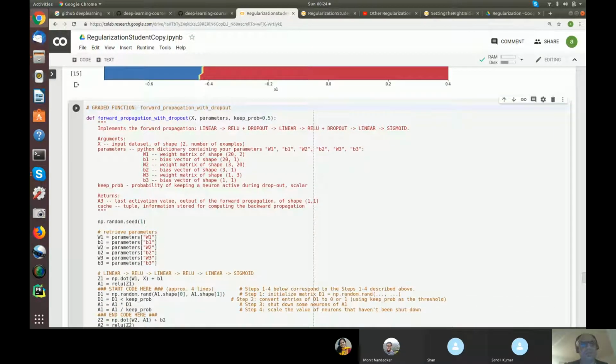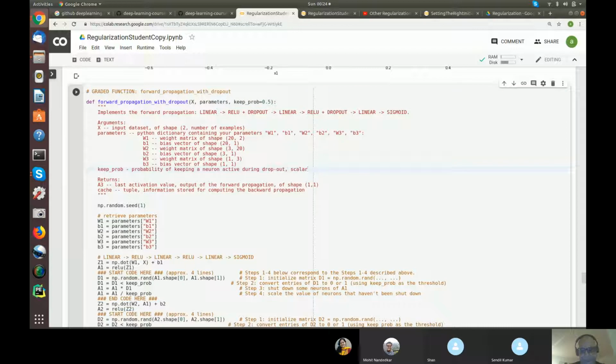Let's look at the dropout case. The dropout case was where we randomly take some neurons and set them to 0. So what's the key parameter for L2 regularization? It's lambda, which decides how much strength we want to give to the regularization part.